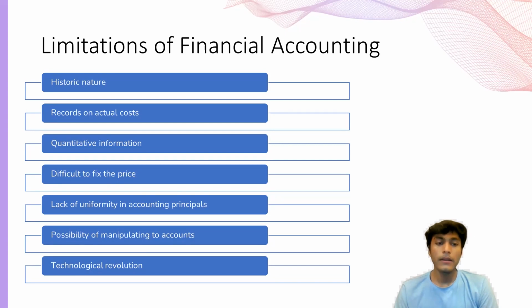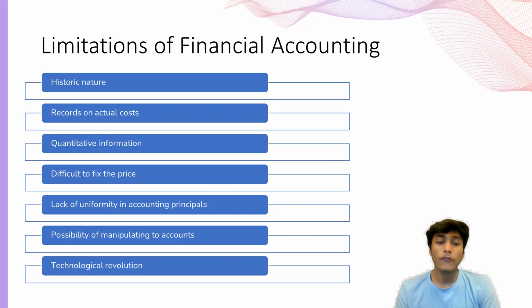Another limitation would be to fix the particular price. For example, a product price or the service price can never be fixed. It depends on the demand and supply of the economy or the country. But for creating the financial accounting, we are forced to fix a particular price. So this is a kind of limitation in terms of creating the financial accounting.